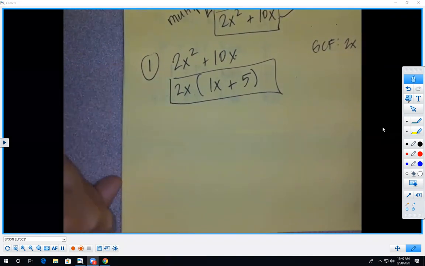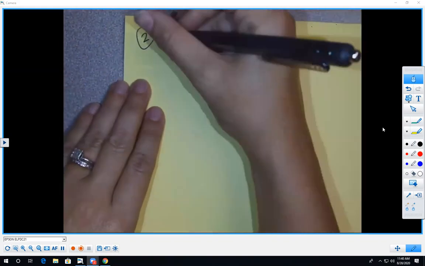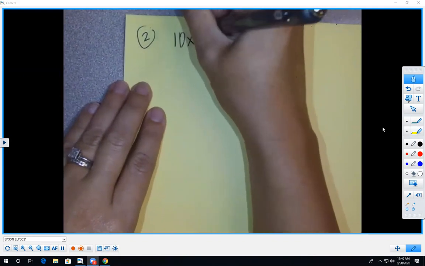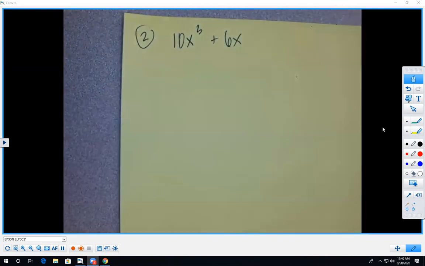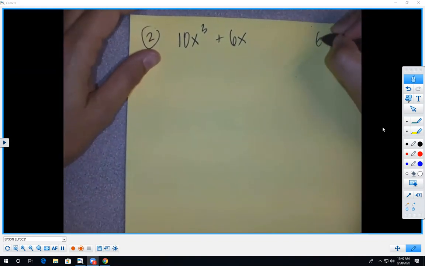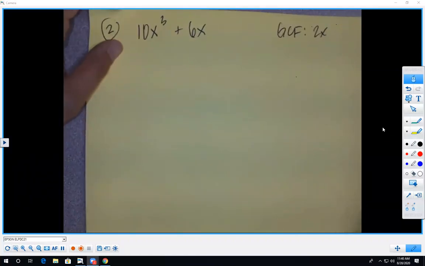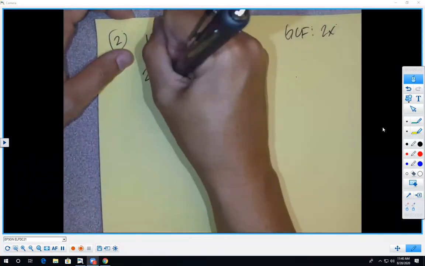Okay, let's do a few more of those. What if I had the problem 10x to the third power plus 6x? What's the greatest common factor here? 2x. So I'm going to write that out front in parentheses.